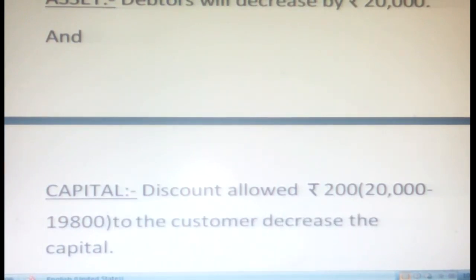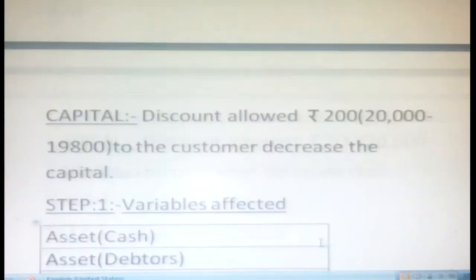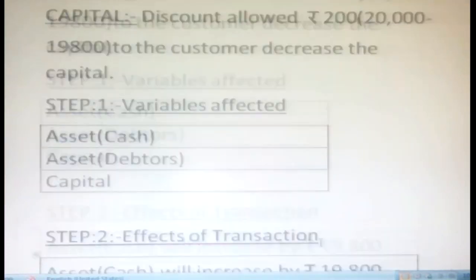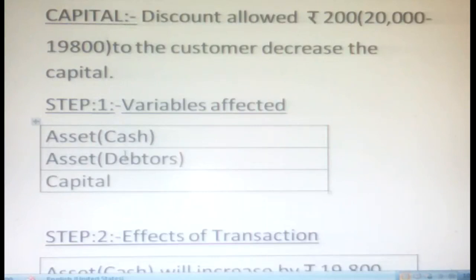So to the customer, decrease the capital. So that discount allowed, we have to show in capital. So what are the variables affected? One is asset, you got money, cash. Then naturally, debtors reduced because they paid the money. Okay, we got money from the debtors. That's all the asset.